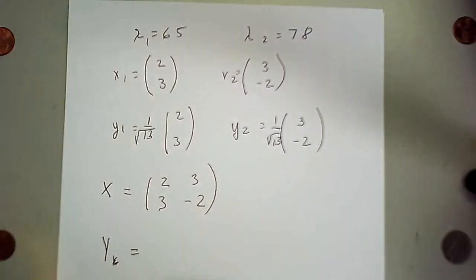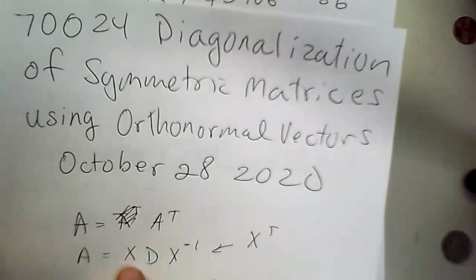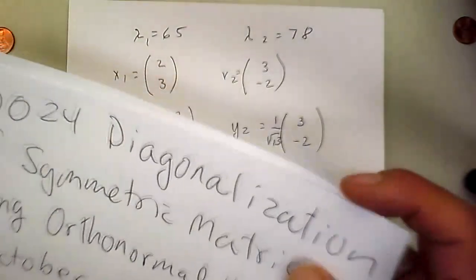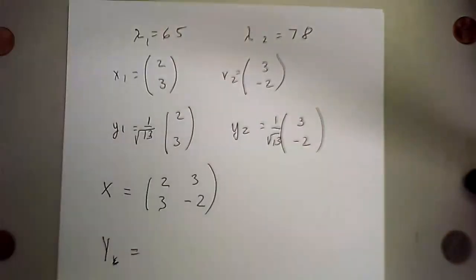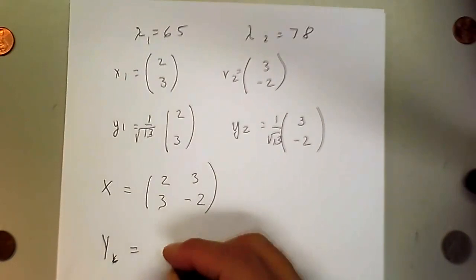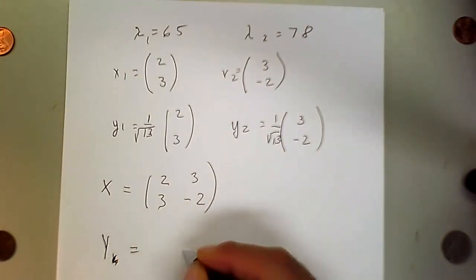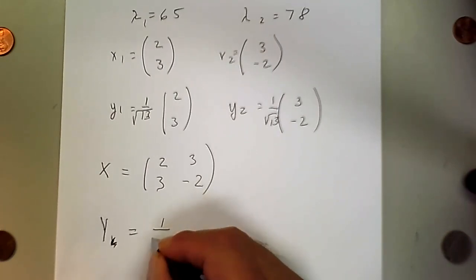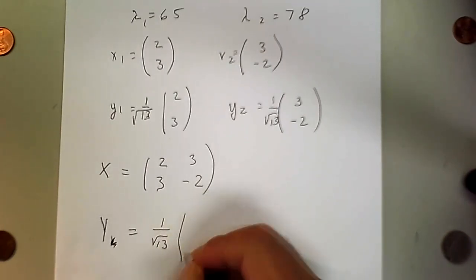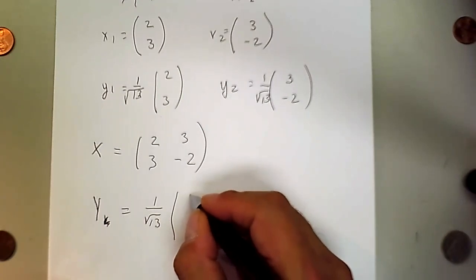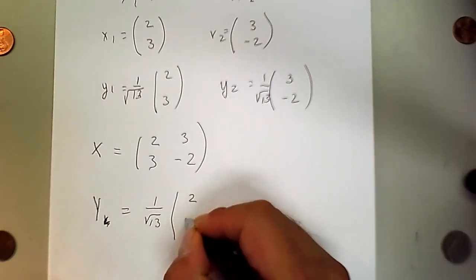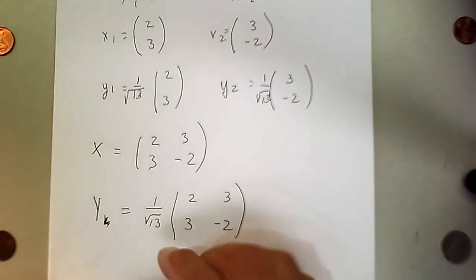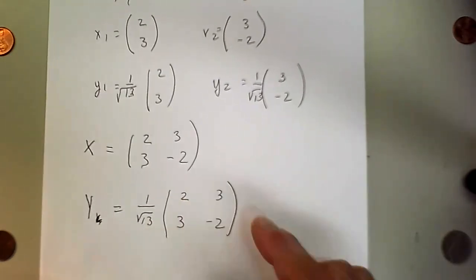So back here at the beginning, I said X, but because we want to compare with the previous video, I'm changing the X into a Y. Same thing though. There's no index here, no subindex. And we're going to use 1 over the square root of 13 instead. We're going to have the same matrix, 2, 3, 3, negative 2, but now each one of the members will be divided by the square root of 13.